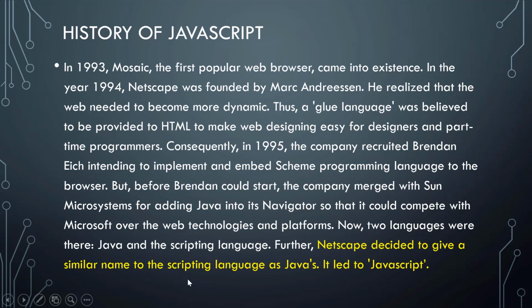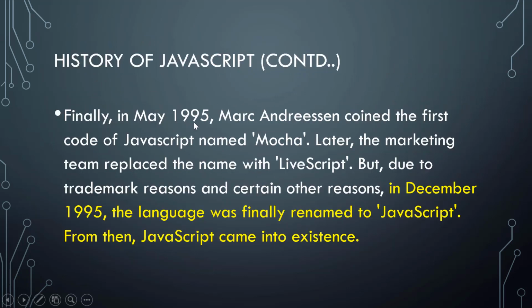Netscape decided to give the scripting language a name similar to Java's, so the first name of JavaScript was LiveScript, guys. LiveScript was the first name of JavaScript. They started in 93 actually, but they released officially in 1995. In May 1995, Mark Anderson coined the first code name of JavaScript, Mocha, and later the marketing team replaced it with LiveScript. Finally, due to trademark reasons, in 1995 they renamed it JavaScript. From then JavaScript came into existence.